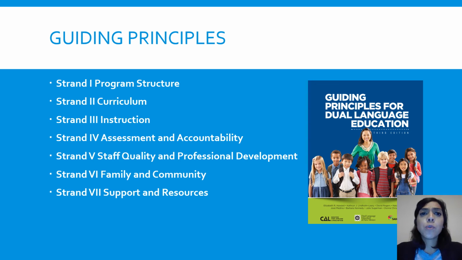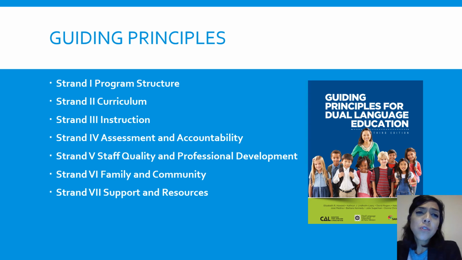And going back to what dual language is and how it's implemented, well, we need to look back at how a dual language program is. And in this book, the guiding principle is like the Bible of dual language. And there are 7 strands that we talked about, and in my group we talked more about strand 4, the assessment and accountability.